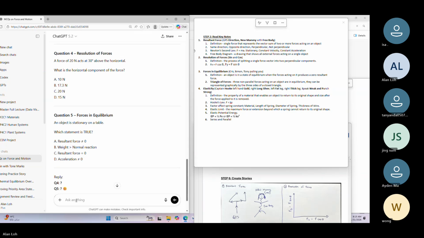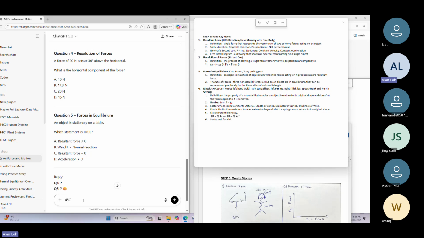Can I answer number 5 right now? Yes, please. Number 5, force of equilibrium is drawer number 4, and the answer would be C, where the resultant force will equal 0 because it's balanced. Is it drawer number 3 or number 4? Oh, no, number 3. I read wrong. Number 3. Yeah, that's right.